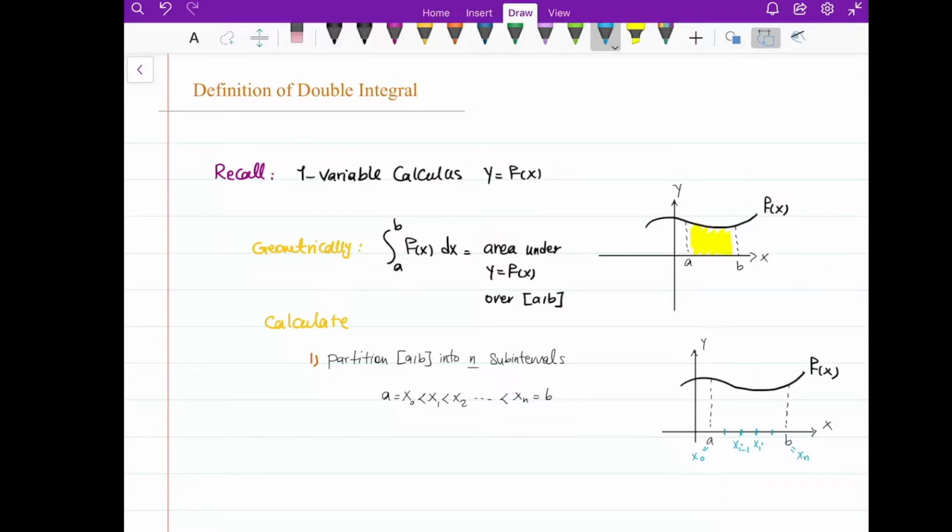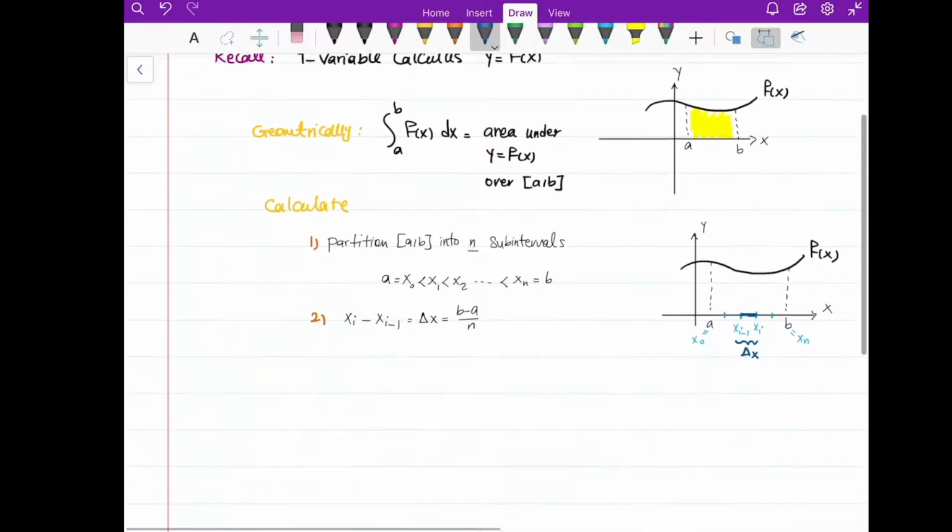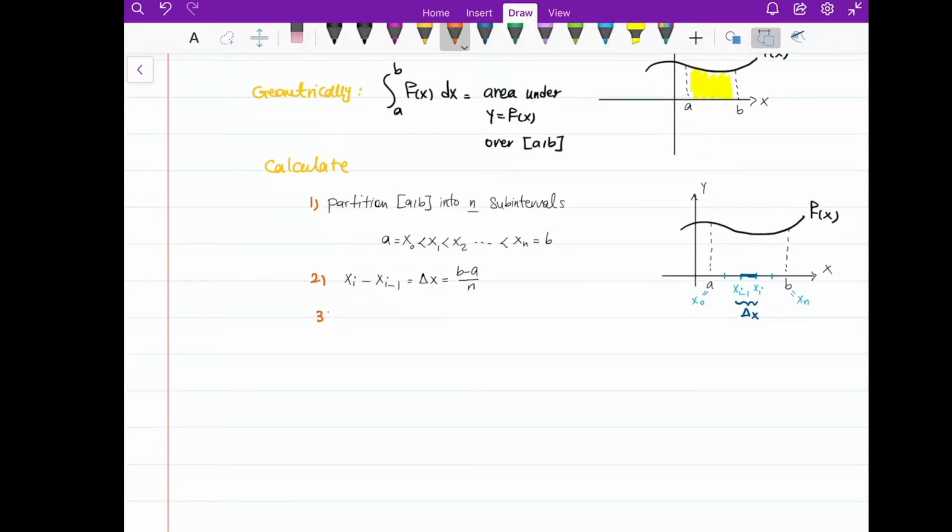So we partition it into n subintervals, and then the length of any of the intervals, we're going to call it delta x, which is basically b minus a over n. So basically the length here would be delta x, which is b minus a divided by n, because we have n subintervals. Then step 3, we're going to choose a sample point that we're going to call x_i star in each of the intervals.